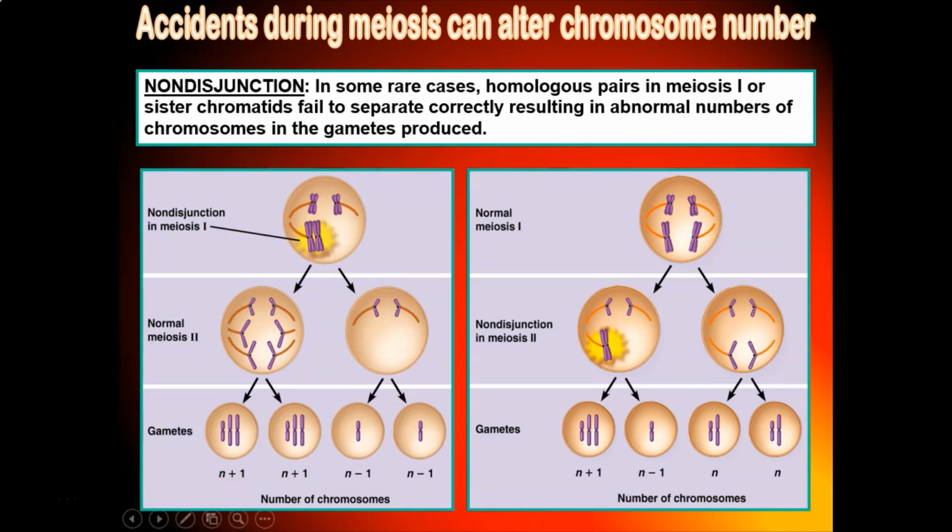And look what that's going to mean. Now, all your gametes are going to be different. This gamete has an extra one. This gamete has an extra one. It's not a haploid. It's not N. N plus 1, N plus 1. This is missing. So N minus 1, N minus 1.